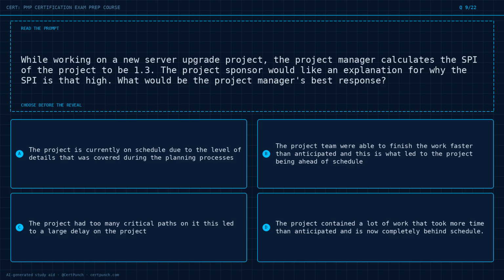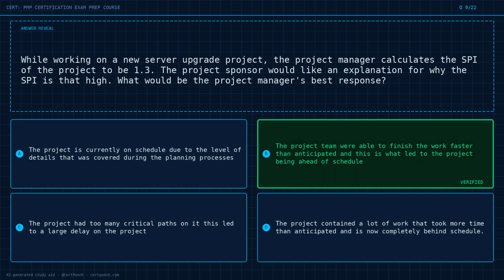Option C. The project had too many critical paths on it. This led to a large delay on the project. Option D. The project contained a lot of work that took more time than anticipated and is now completely behind schedule. Choose the best answer before the reveal. Commit to it now.